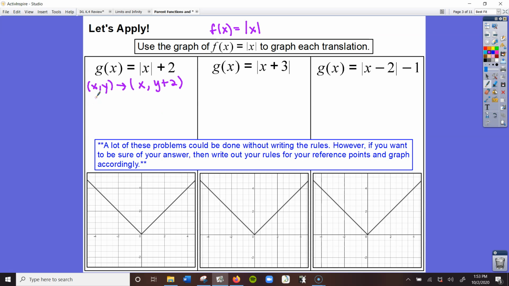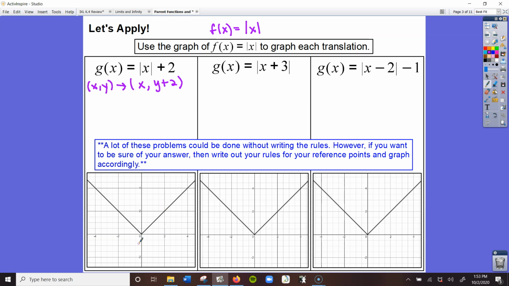Now the reference points for the absolute value function. You can always go back to the last slide to see what those reference points are. But over here in the bottom, you'll see that I have provided the parent function for each one. So you can see how the translations were applied to the function.